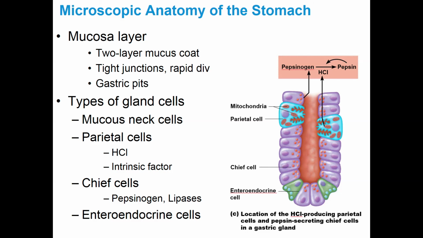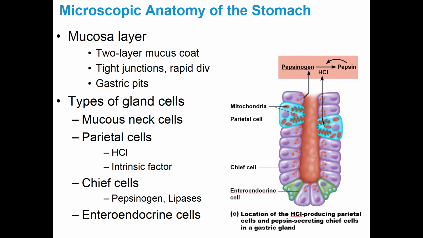Let's see what else. Okay, chief cells. So chief cells, you can see there, they secrete pepsinogen, which is then activated to pepsin by hydrochloric acid, and then they also secrete some lipases, which account for about 15% of the digestion of fats. Again, we haven't absorbed it yet, but we're going to start to break down the fats into smaller constituent molecules.